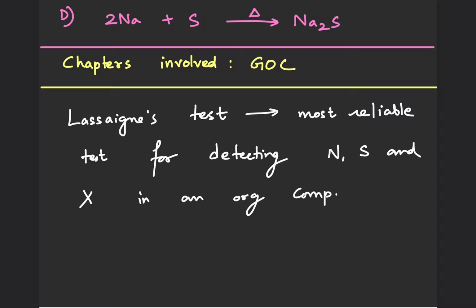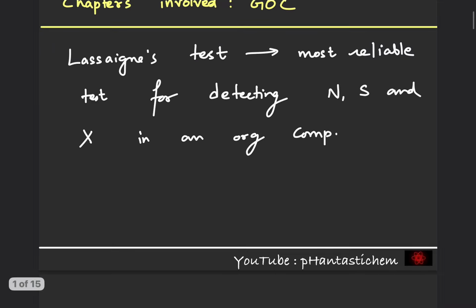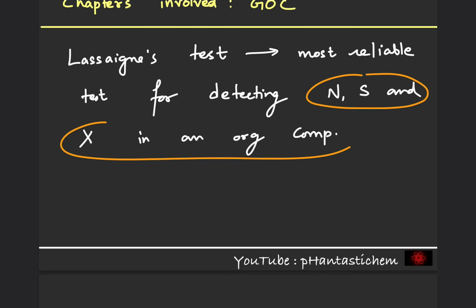Okay, so what we do is we convert these elements which are present in the organic compound from covalent to ionic form. Okay, how? By fusing the organic compound with sodium metal. Okay, so we do these things by following certain steps. The first step is preparation of Lassaigne's extract.